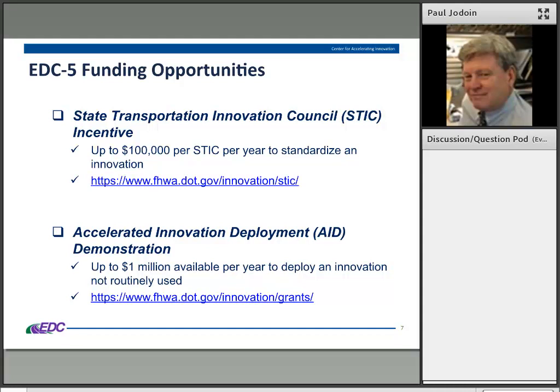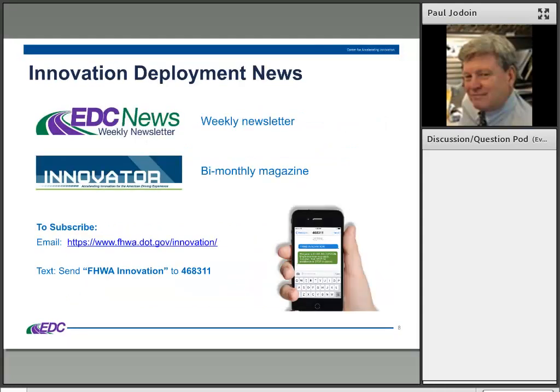Also, there's the Accelerated Innovation Deployment, or AID demo grants, that is up to $1 million a year. Usually we don't give out $1 million, but the potential is there, and those are bigger pots of money, but they only can give out a few each year, and they're basically for projects that have a lot of potential, have proven value, but just need that extra push to get over the hump, so that more folks start to use it, and you're able to further demonstrate the value of a particular innovation.